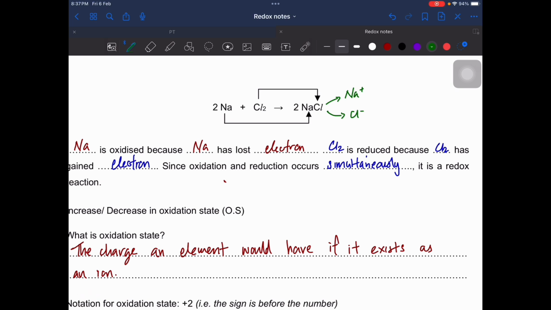So what can we tell here? We can see that this Na actually became Na+. So it actually lost an electron. Therefore, we call this oxidation. Whereas your Cl2 became Cl-, it actually gained electrons, and this is what we call reduction. Okay, and since both happen together, we call this a redox reaction.